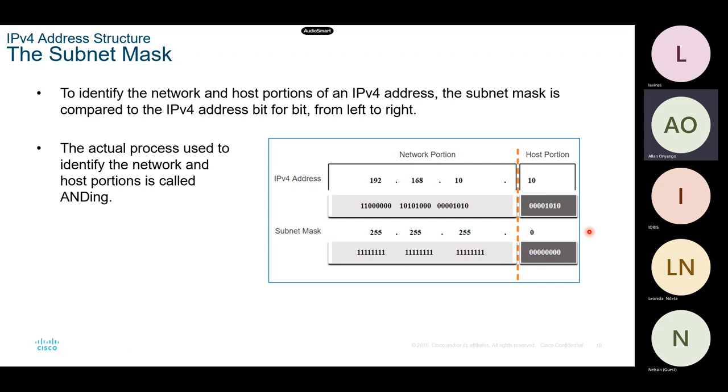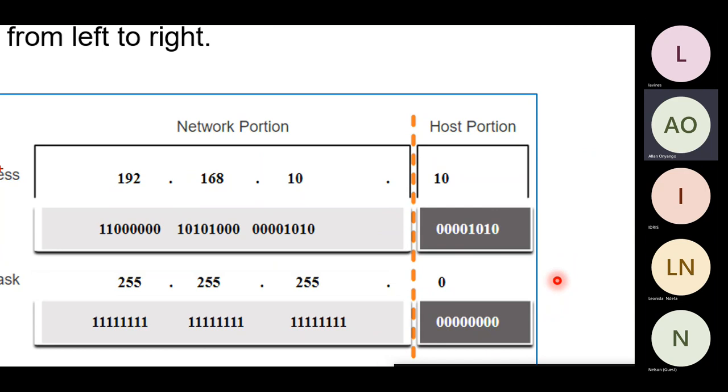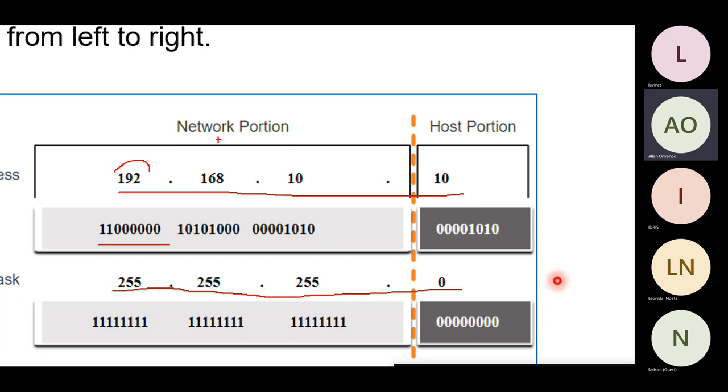How does it do that? Our IP address is 192.168.10.10. Our subnet mask is 255.255.255.0. We write 192 into binary, 168 into binary, 10 into binary, and another 10 into binary. We also write the 255. You remember 255 means all the bits in every octet are ones, so eight ones, eight ones, eight ones, and the zero means eight zeros.